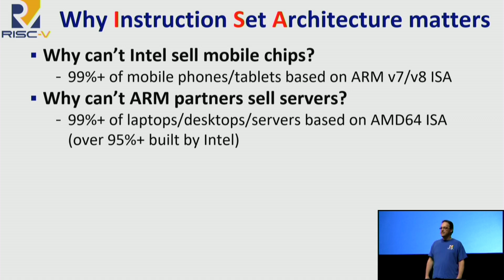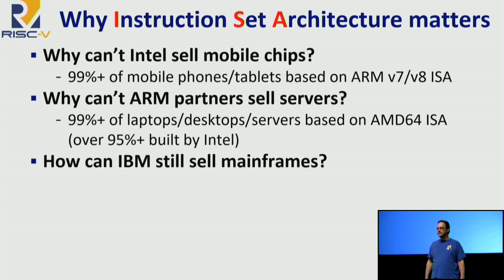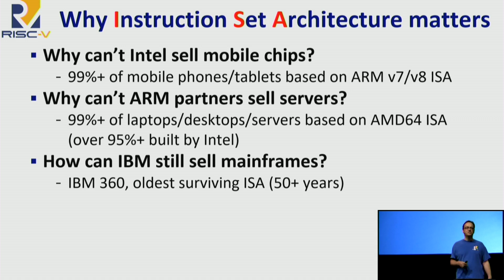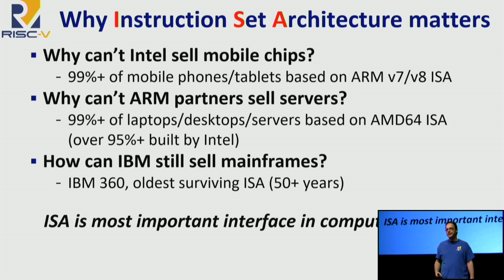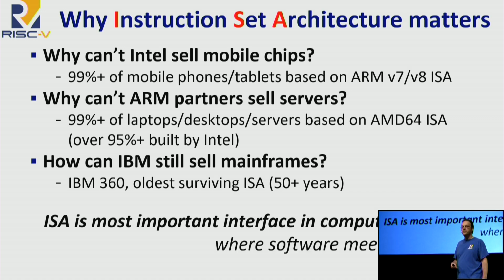Intel's now quite happily making a lot of money with that ISA they licensed, and AMD is back in the action too, I guess. But going back in history, how can IBM still sell mainframes, right? Now what's great here is the IBM 360 is the oldest surviving instruction set. In fact, the 360 really defined the idea of an instruction set. It's when you define a hardware-software interface where you can have many, many different implementations, all sharing a common software interface. There's a big bet for IBM, and it's paid off for them. So the ISA is the most important interface in a computer system because it's where software meets hardware. So this is why it really matters in our industry.